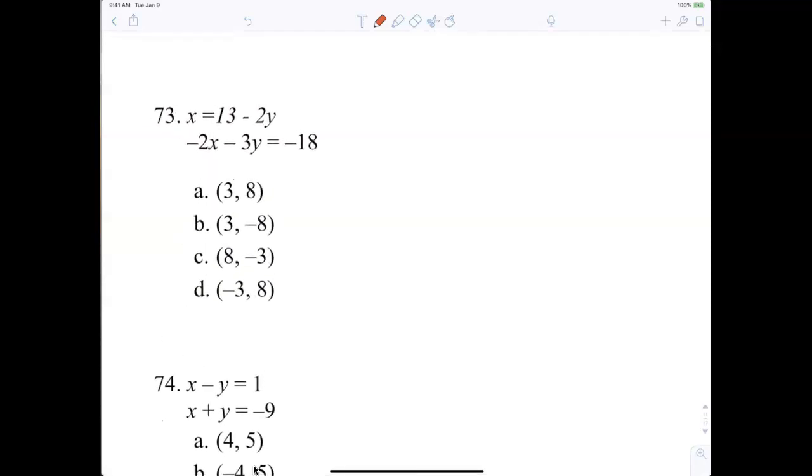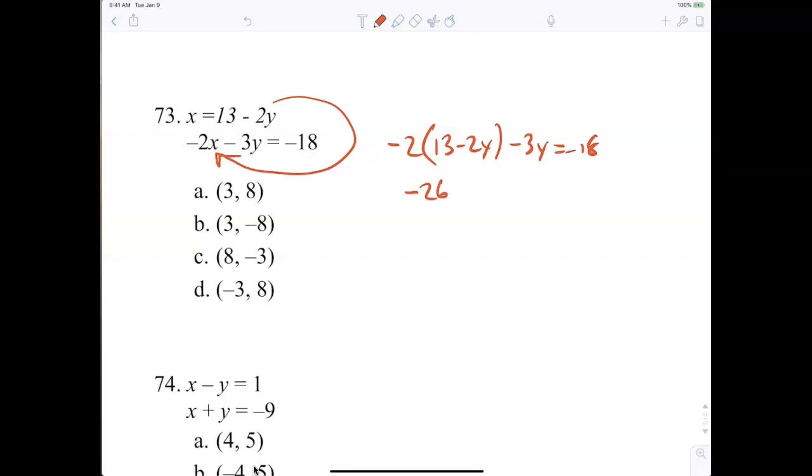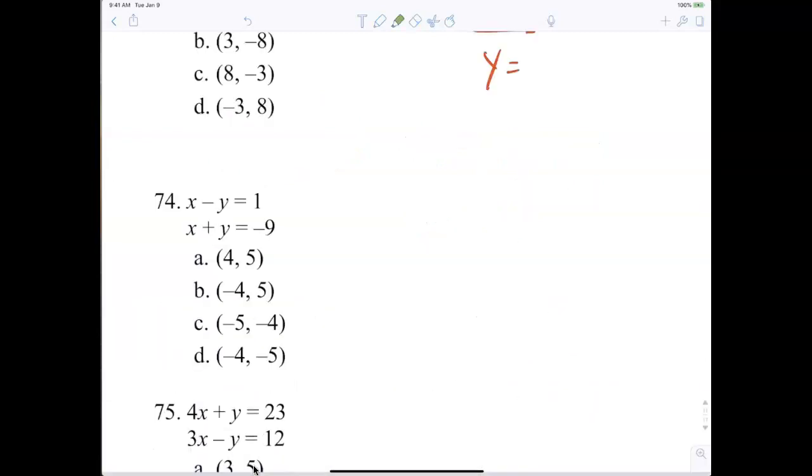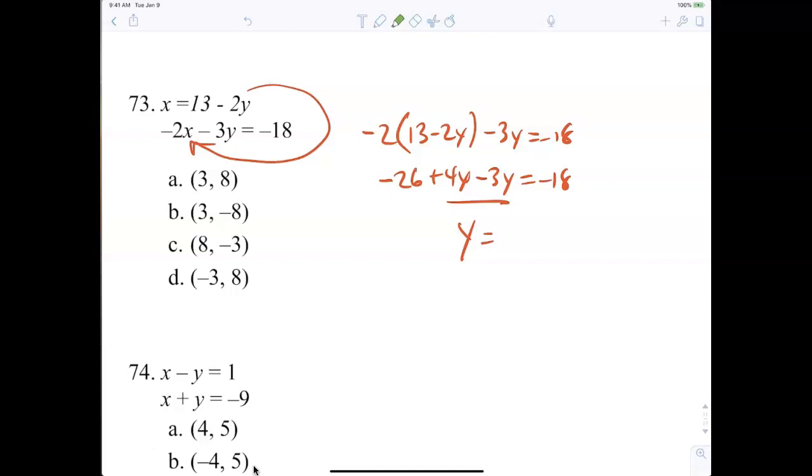73, again, we're going to substitute in here. So negative 2, open parentheses, 13 minus 2y, minus 3y equals negative 18. Distribute: negative 26 plus 4y, minus 3y equals negative 18. Let's not be too fast. Sorry about that. Let's go ahead and make this negative 26 plus y equals negative 18. So add 26, y equals 8. So it's not C or B.